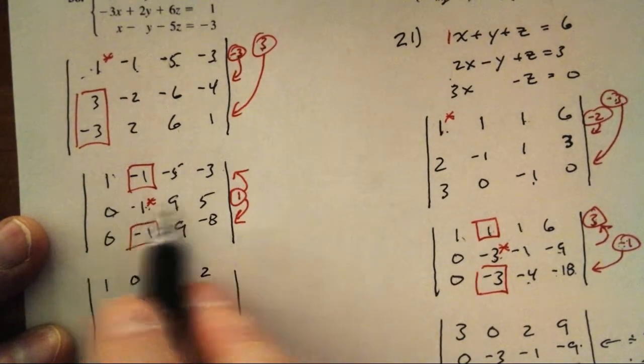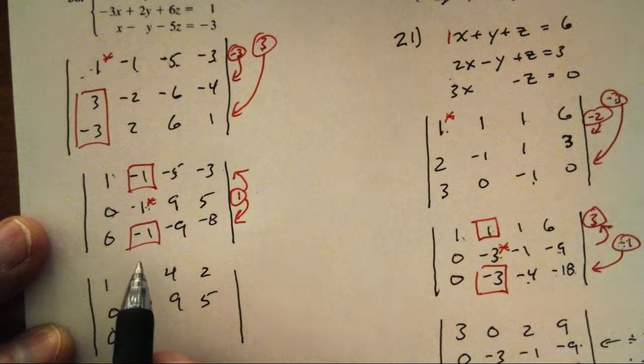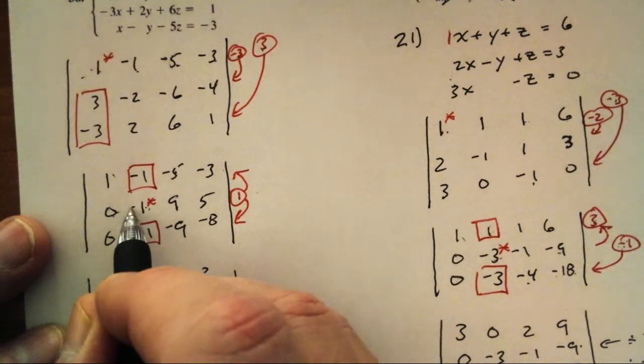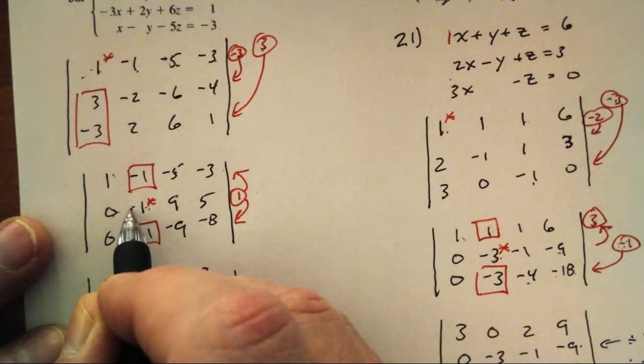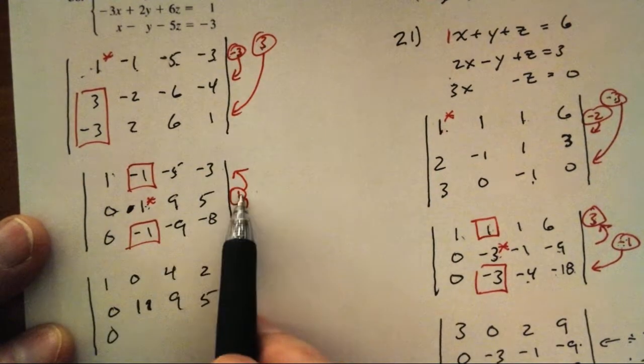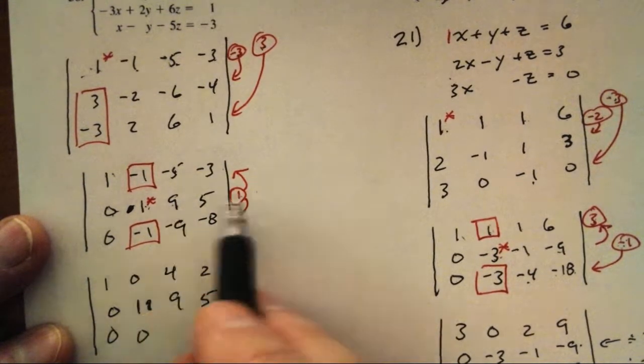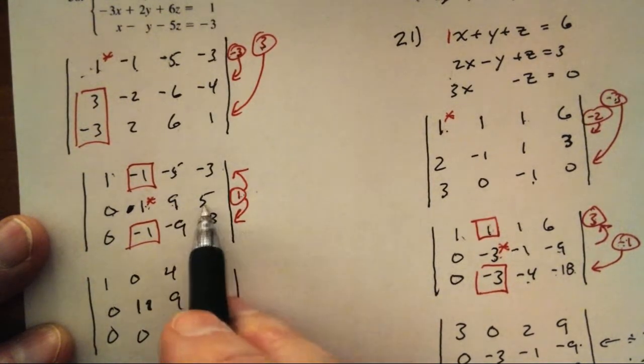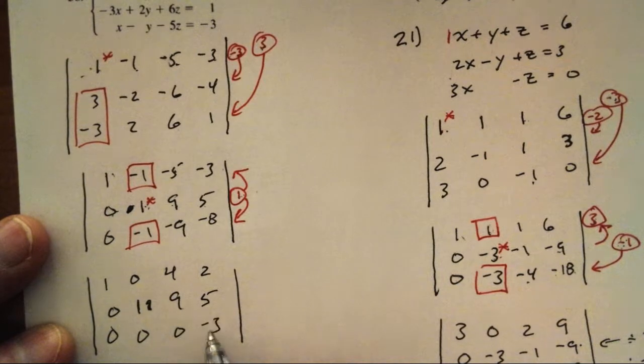0 and 0. This was positive 1. That was positive 1, right? Yeah, that was positive 1. I think my pen just touched there. 1 and negative 1, 0. 9 and negative 9, 0. 5 and negative 8, negative 3.